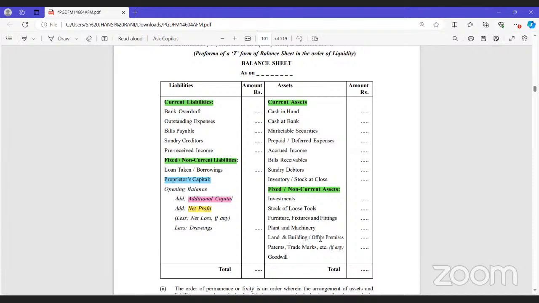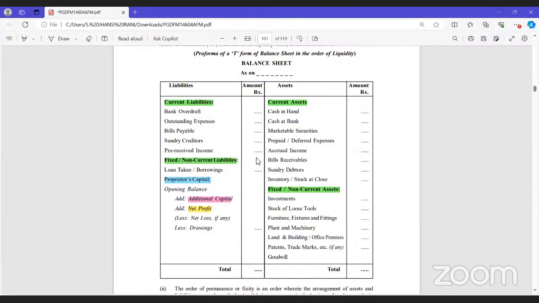You can even see land and buildings, office premises, patents, trademarks, goodwill. All this together, we will find out these are liabilities and these are assets. And this is in the T-shape form, in the order of liquidity. Liquidity means when you can easily convert into cash or you can easily pay or clear your liabilities within a period of 12 months. So on the basis of liquidity, this format has been given.